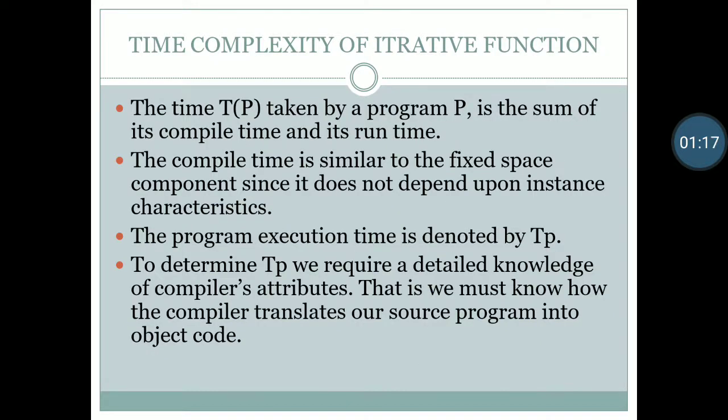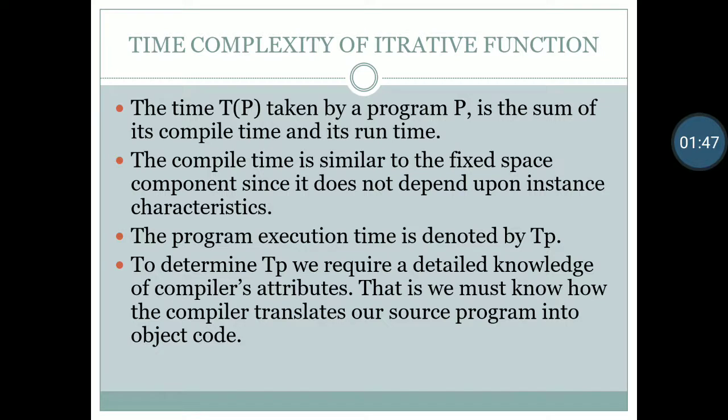Now the time Tp taken by a program P is the sum of its compile time and its run time. It means that we compile the program, and after that we run it, give our input, and the program generates its output and shows it on the display. So the summation of compilation plus runtime is the total time complexity Tp.